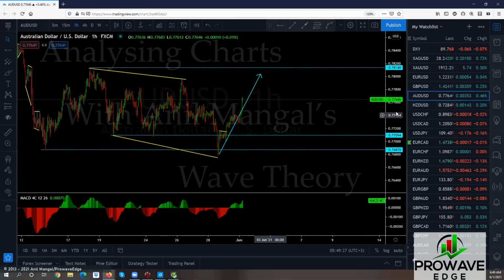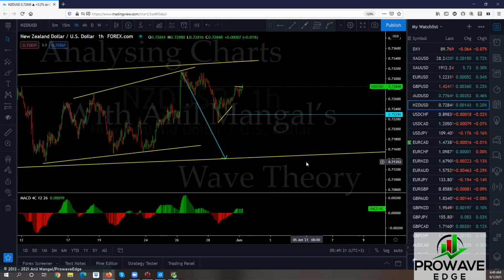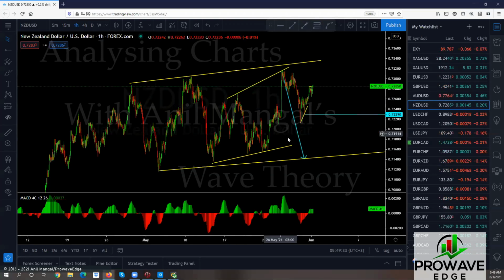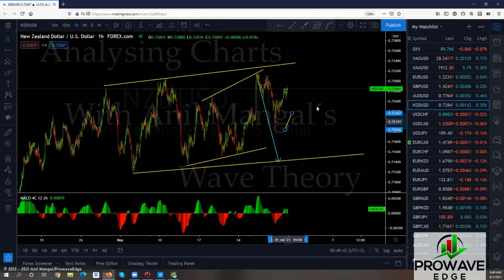New Zealand. Right, New Zealand, same structure. New Zealand, on the other hand, is still in this weird kind of consolidation. This one is supposed to drop all the way to the bottom, and it didn't drop. So what we're going to do, we see we put an entry order that didn't get triggered, take it off.